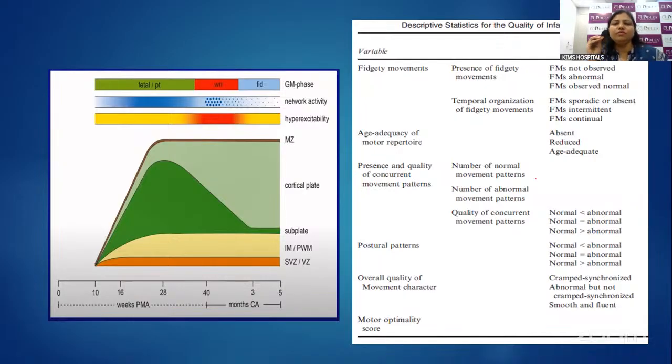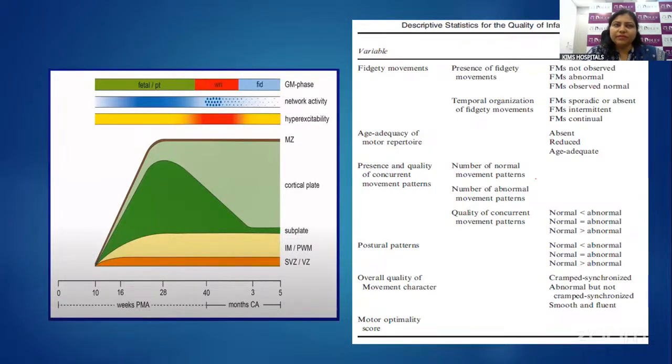So you are basically observing this kind of movement. Are they present or not present? If present, is the quality of movement good or not good? So it is normal or abnormal, or the quality of concurrent movement pattern. All these things you are jotting down. And it doesn't take a long time, it's very fast. If the breathing movement or fidgety movement is present, then you can say that the child's movement patterns are good. So all those things are taught in the general movement assessment.